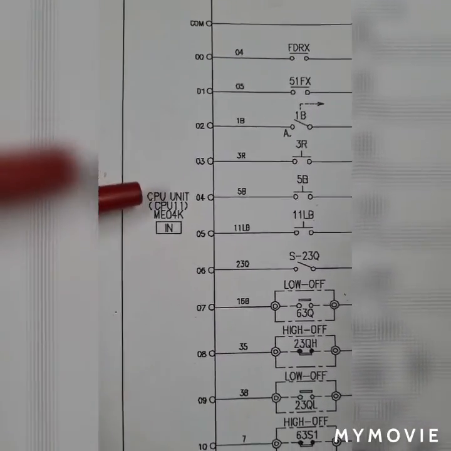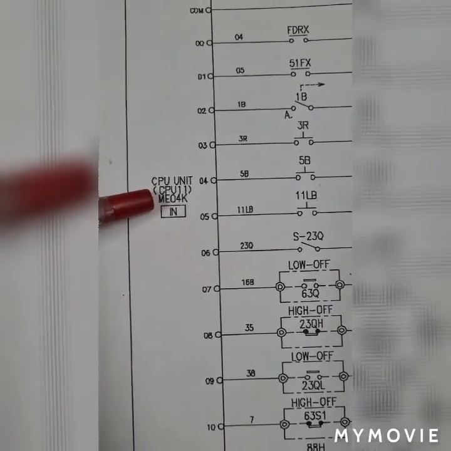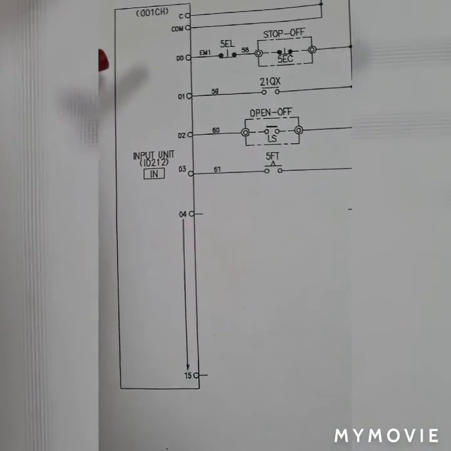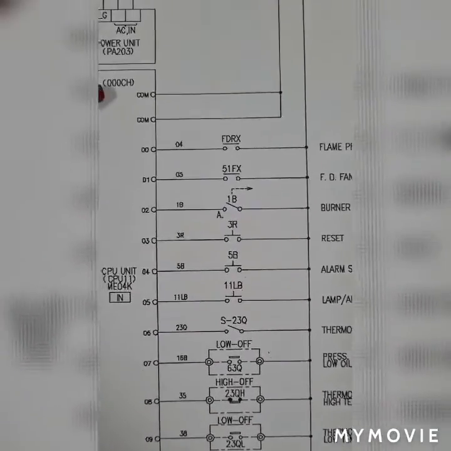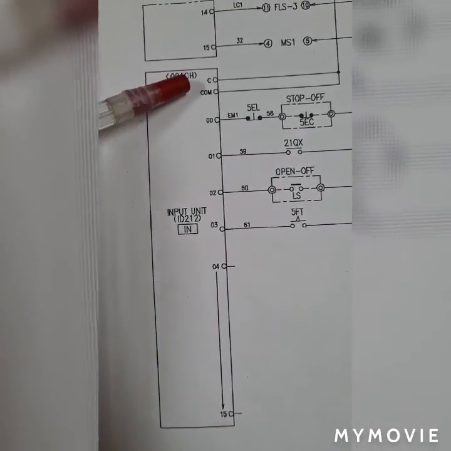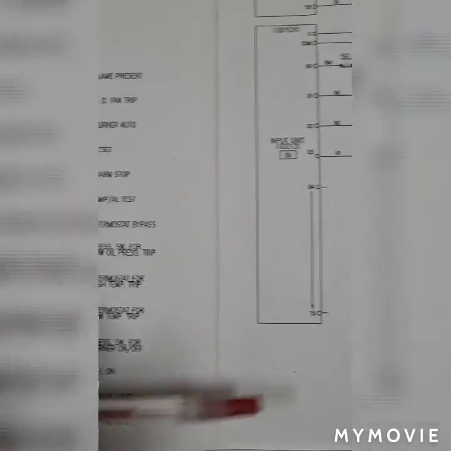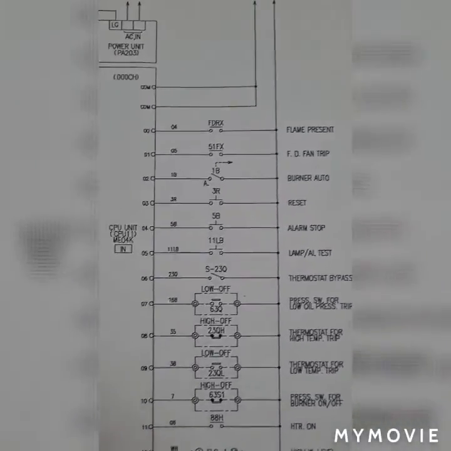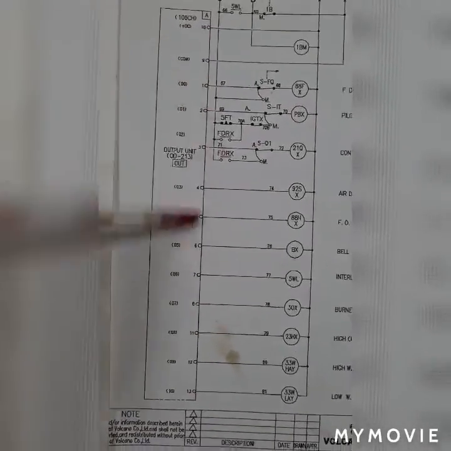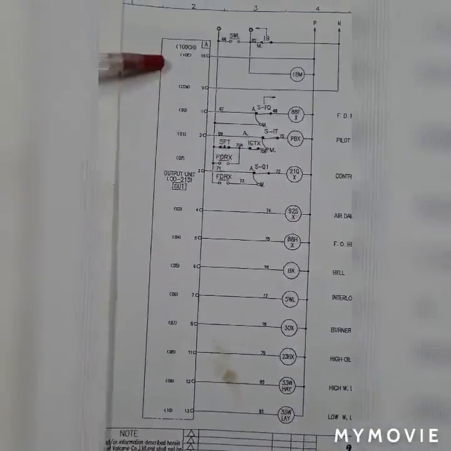Central Processing Unit CPU 11, ME04K, and here I have 008 channel, and here I have 001 channel. This is my PLC input, and also here I have the PLC output.